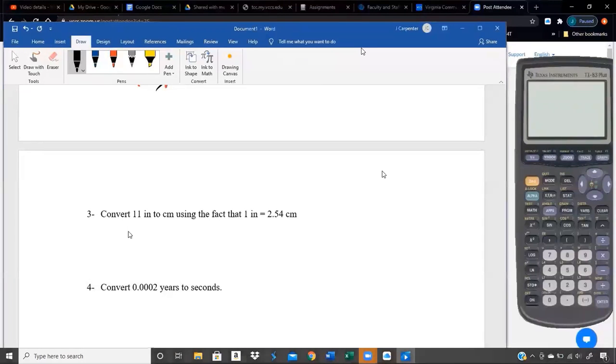All right, so 11 inches. We multiply by our fraction. Out with the old, so inches go on the bottom because they were in the top. In with the new, centimeters. And put the numbers. 1 inch is 2.54 centimeters. Cancel. 11 times 2.54.